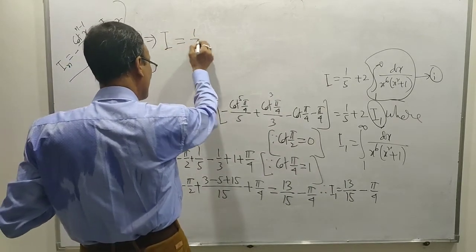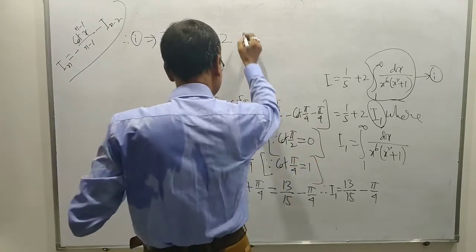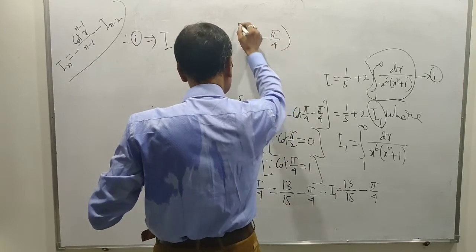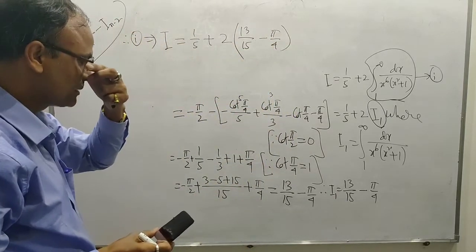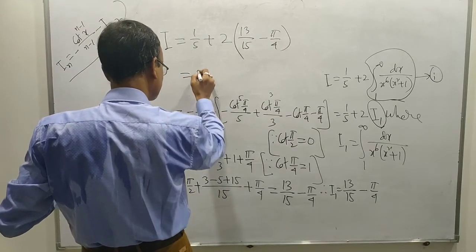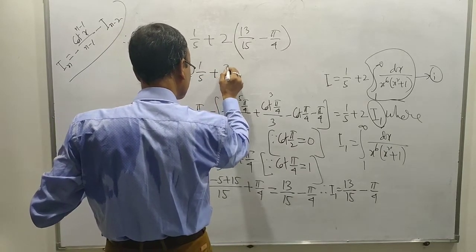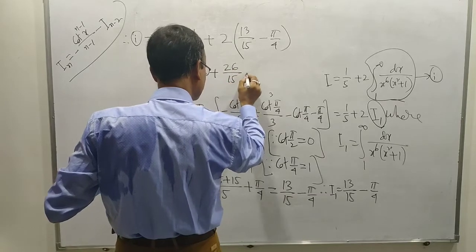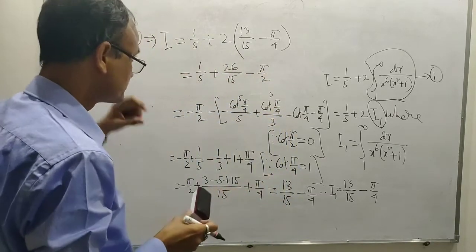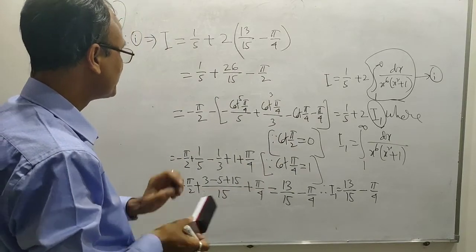The main integral was 1 by 5 plus 2 times 13 by 15 minus pi by 4. This is equal to 1 by 5 plus 26 by 15 minus pi by 2.